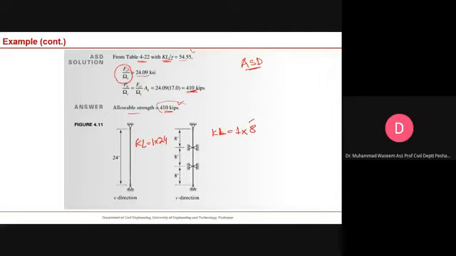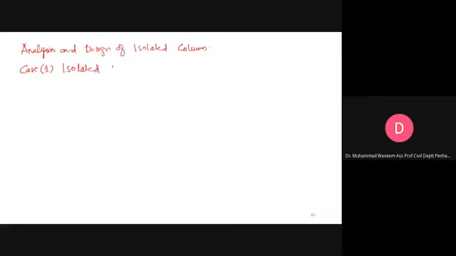Now, what we have discussed so far is the analysis and design of isolated columns. Like this. So in the first case, we discussed isolated columns with no bracings.